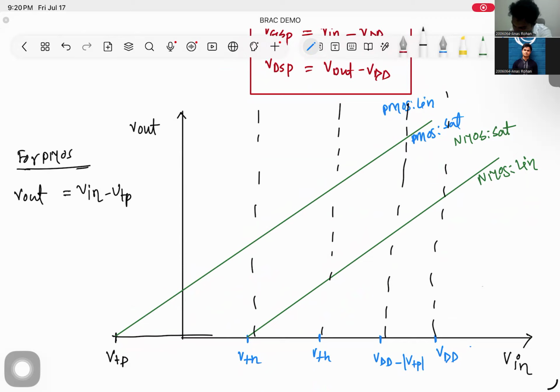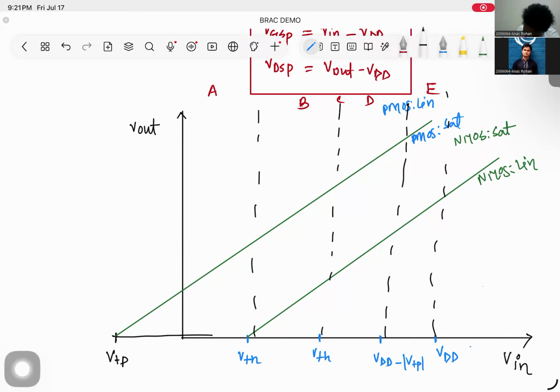So we can say this is our region A, this is our region B, this will be C, this will be D, and last of all, this will be our region E. So let's start with region A. What is there for region A?